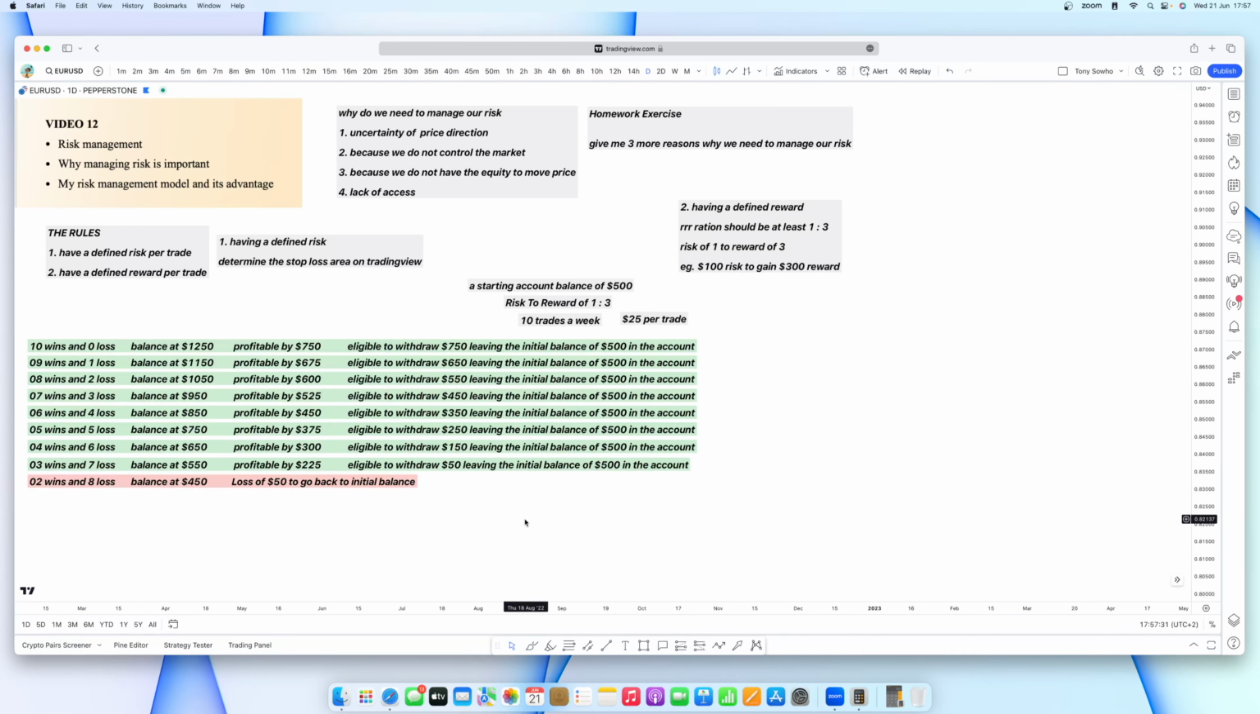But now look at something. I want you to see something here. You plan to take 10 trades in a week and you lost 8 trades, 8 solid trades. But then your balance is still at 450. Is that not insane? In as much as, yes, you did not end up becoming profitable, but then is this not insane? 8 trades, but you still have a lot in your account. So just think about it.